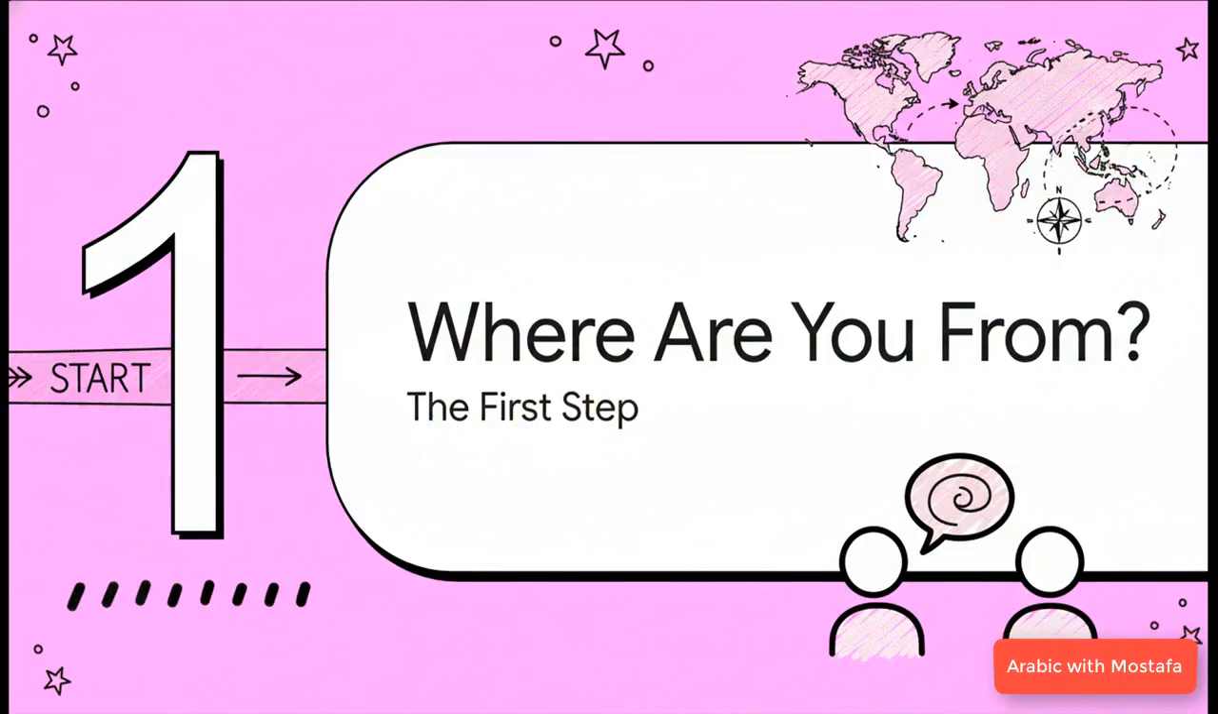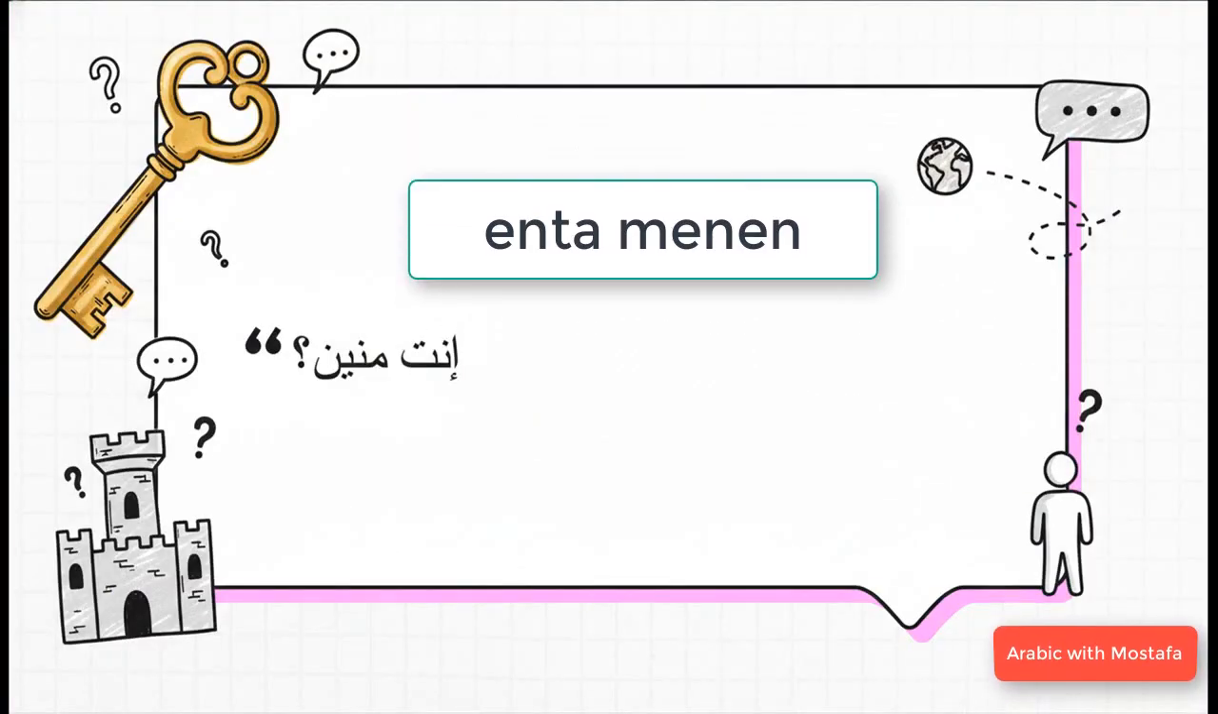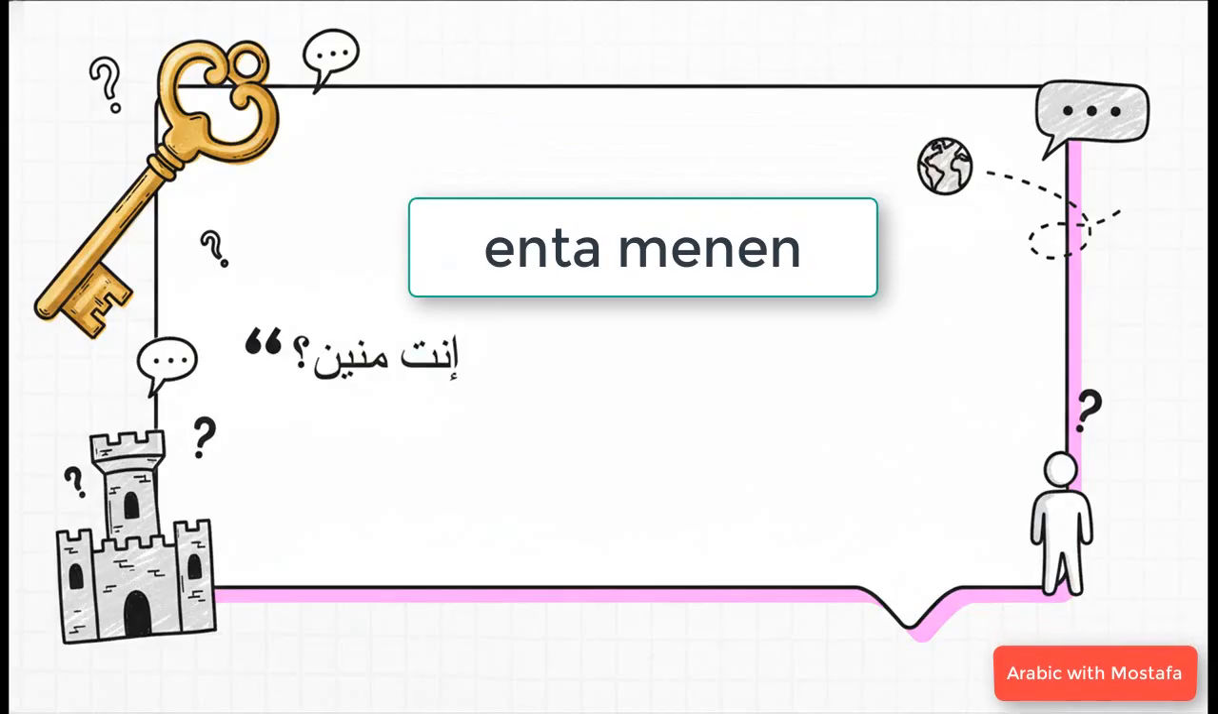All right, first things first, let's tackle the absolute foundation of any introduction. This is probably the number one question you'll use to get to know someone new in Egypt. It's the perfect icebreaker. Okay, here's the magic phrase. Enta minain. Let's try that. Enta minain. This is how you'd ask a guy, where are you from? It's super common, it's friendly, and trust me, you are going to use it constantly.